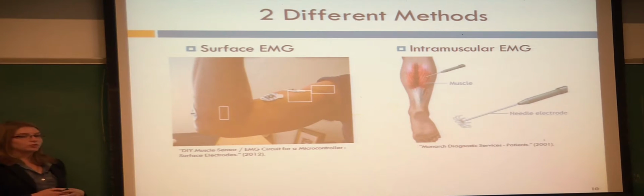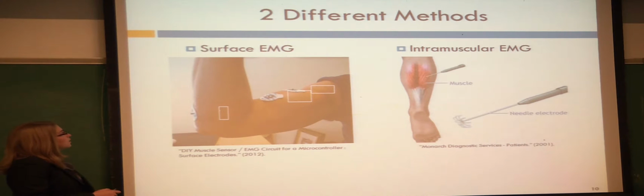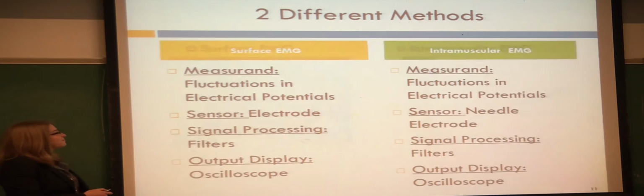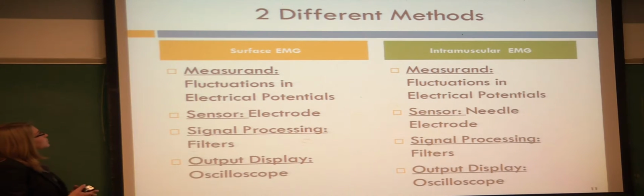So there are two different methods for doing an EMG. There's the surface EMG, which is shown here, and the intramuscular EMG, with that very, very nasty looking needle being inserted into your muscle. In the two different methods, the measure end, sensor, signal processing, and output display are basically the same for each one. So you're going to have the fluctuations in the electrical potential being your measure end. Your sensor is the electrodes that are being used, either surface electrode or needle electrode.